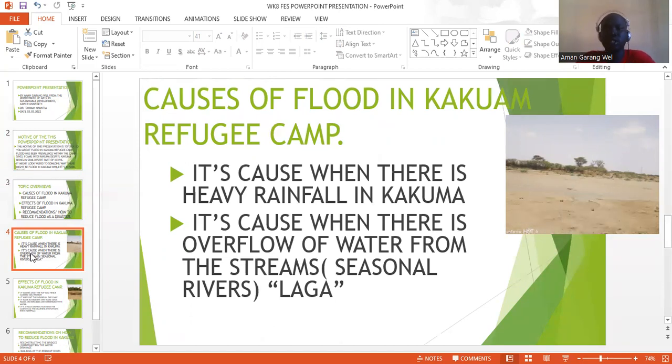Another cause is the overflow of water from the streams and seasonal rivers, which are locally called lagers. As you can see in the photo, this is a lager when it is empty without water. But when it starts overflowing, it will affect the community, and this is how the flood comes. This flood affects the people of the community in so many negative ways.